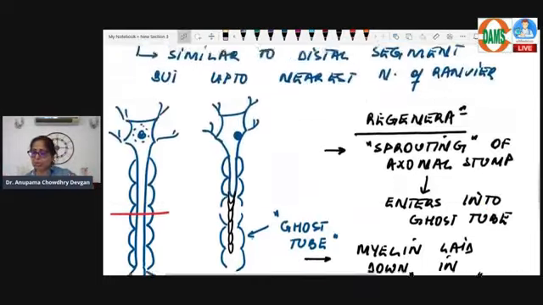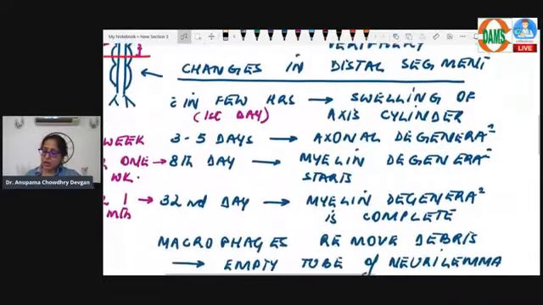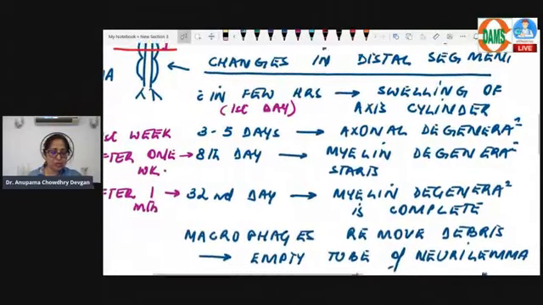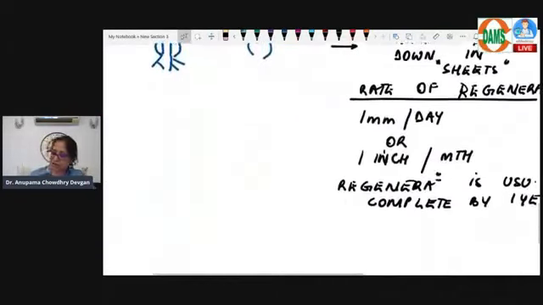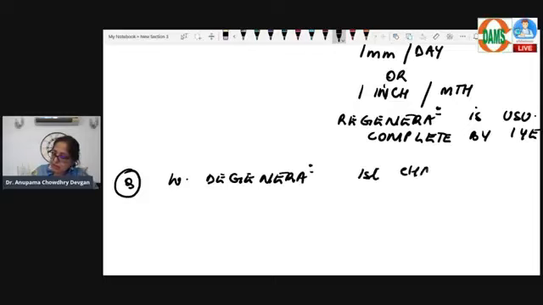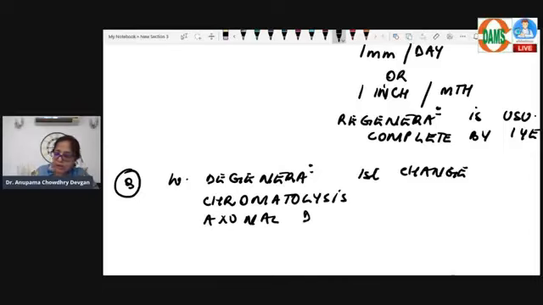Once again, now, an important question which is asked from here. What is the first change in Wallerian degeneration? What is the first change which occurs, which is going to be seen? Is it going to be chromatolysis, or is it going to be axonal degeneration? Is it going to be A or is it going to be B?